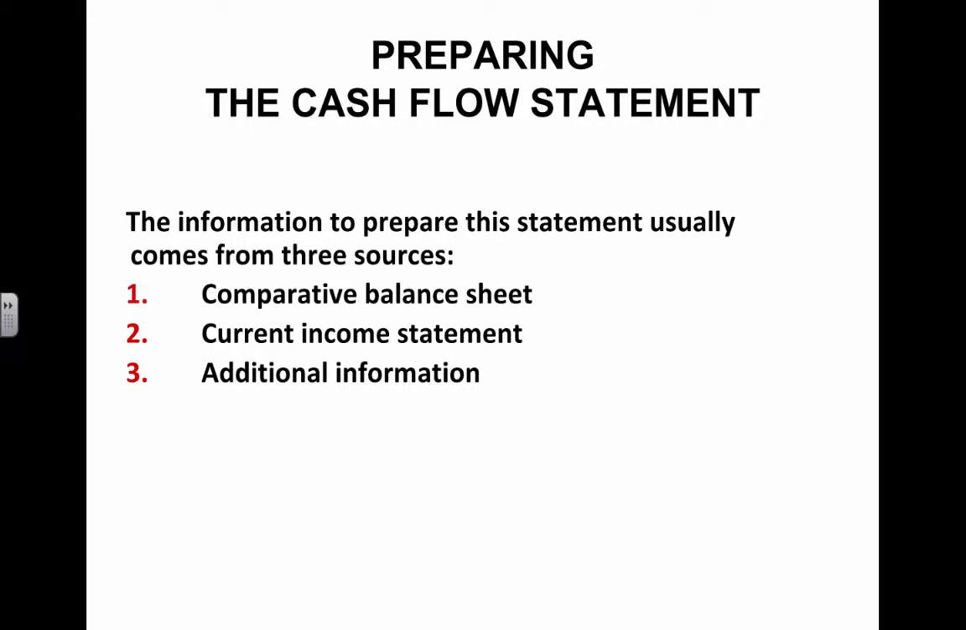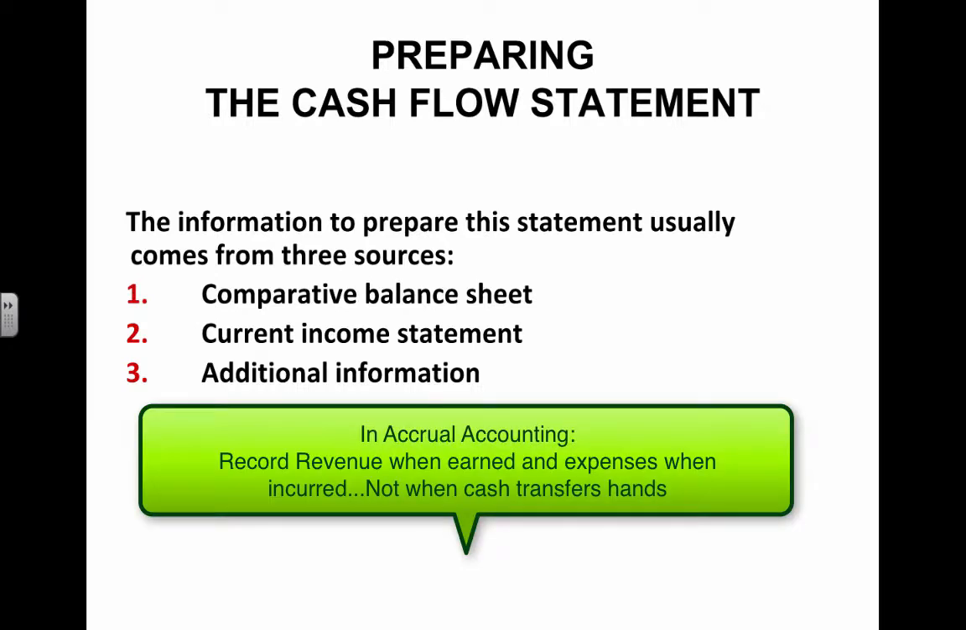Okay, unlike other financial statements where you just need the adjusted trial balance or a completed worksheet to complete the balance sheet and the income statement and the statement of owner's equity, you can't do that to prepare a cash flow statement. And the reason is because the cash flow statement needs to basically turn off, I'm going to say, the accrual system of accounting. We need to go back to the cash basis of accounting. And as you know, with accruals, we record our revenue when it is earned and we record our expenses when we incur them, whether or not cash has transferred hands.